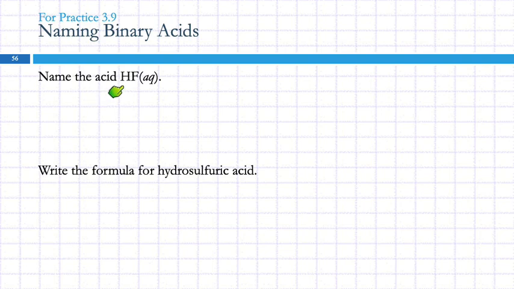So name the acid HF aqueous. So this is a binary acid. There's two elements. There's no oxygen. So for the H, we're going to write hydro. And F is fluorine. So we're going to change the ending of the name to fluoric. And this is one word, hydrofluoric. Hydrofluoric acid. 2 words.